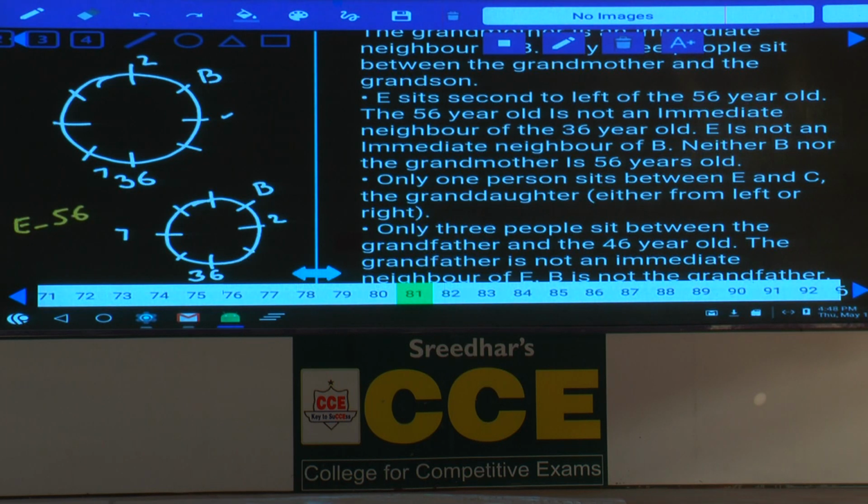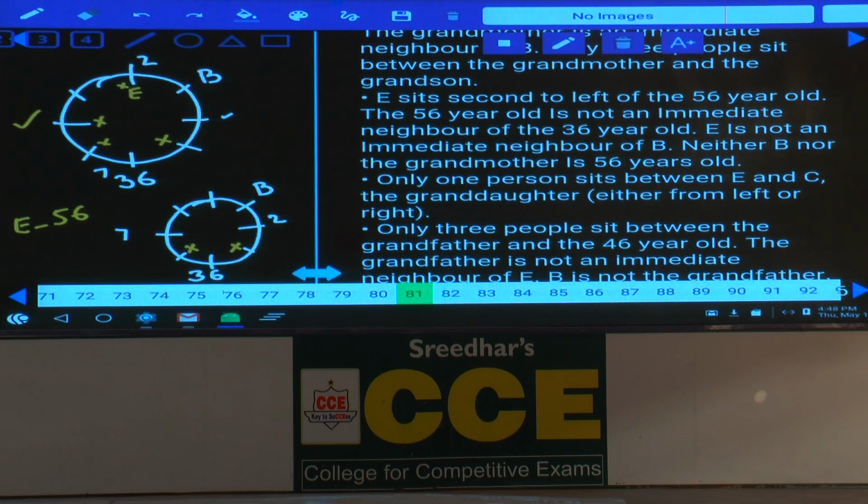And the 56-year-old is not an immediate neighbor of 36. Now 56 cannot be here, cannot be here, isn't it? Now here also 56-year-old cannot be in these 2 places. And E sits second to the left of 56, and E is not an immediate neighbor of B. E cannot be here. As E cannot be here, 56-year-old cannot be at this place. Are you agreeing this one or not?